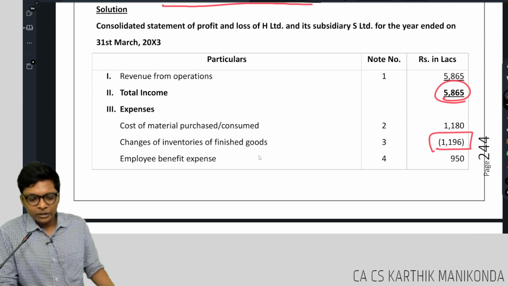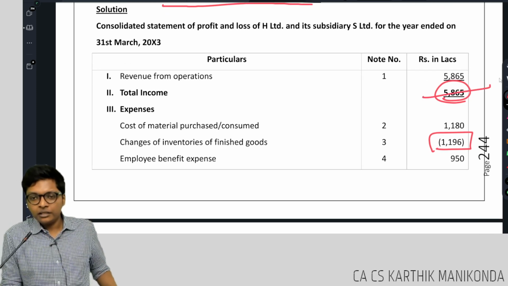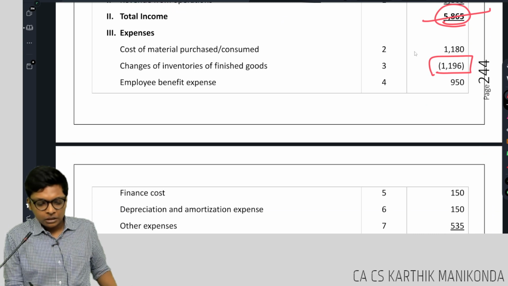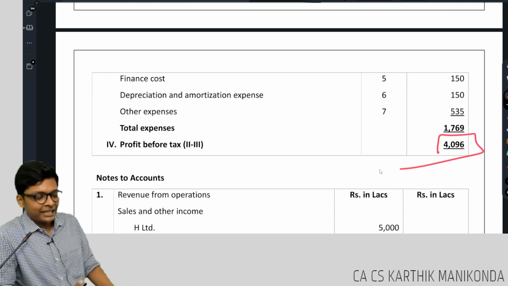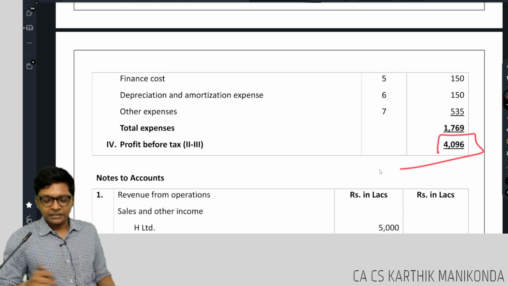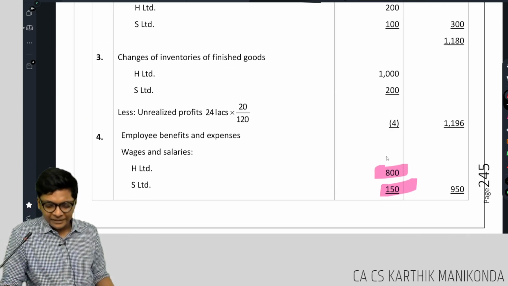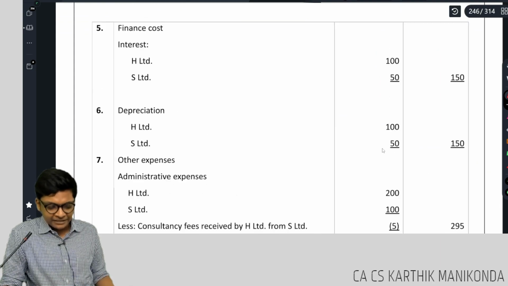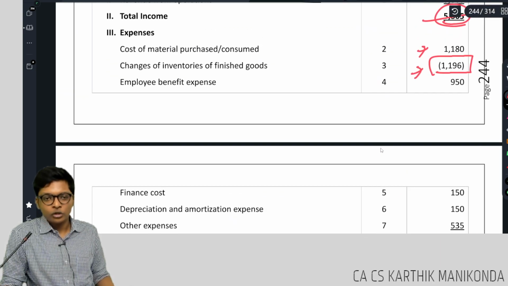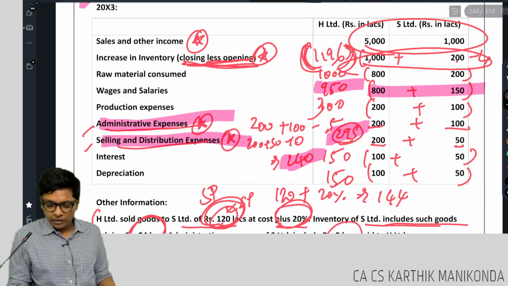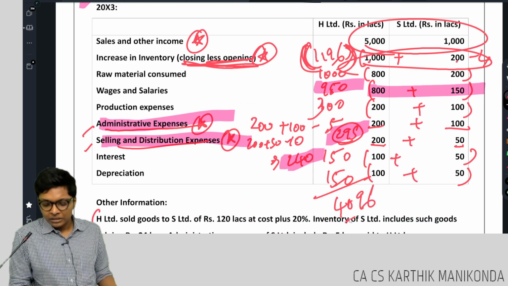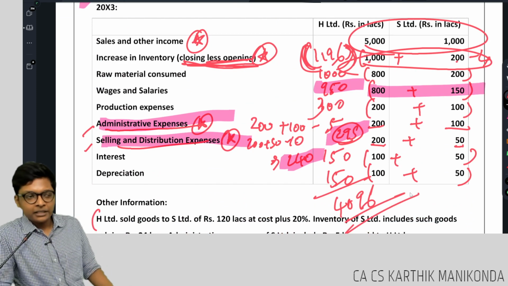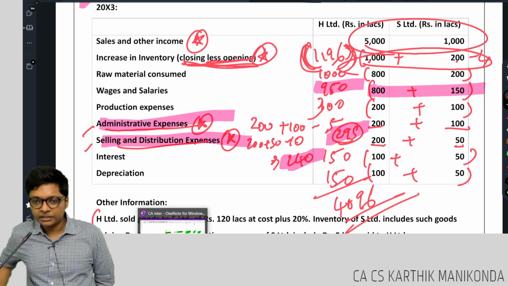So 5865. Now look at the answer, guys. You got 5865. Look at the expenses. Materials consumed, just like that, add 1180 minus in bracket 1196. Rest everything. Are you getting 4096? How many of you getting it, guys? Reduce all the expenses. After you reduce all the expenses, you will get 4096 after all the workings. Just check if you are getting that, guys.